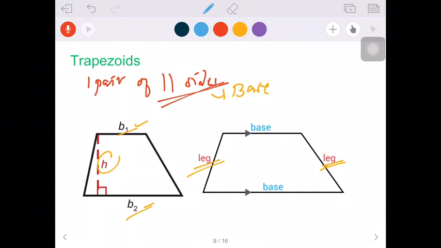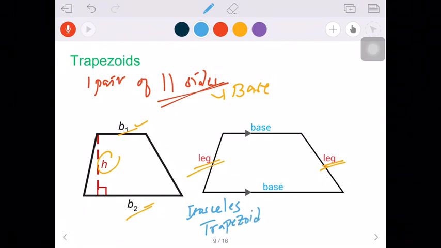So let me just write it down. We have what we call an isosceles trapezoid. This is a kind of trapezoid wherein the legs are congruent. So take note of that.